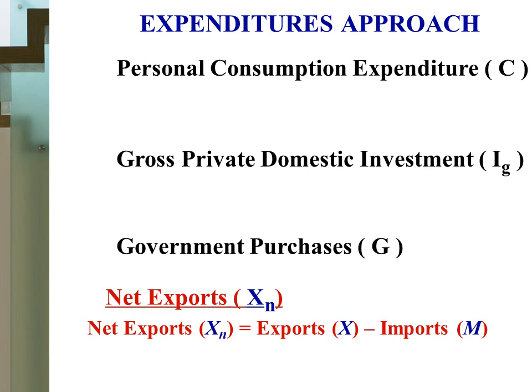Those are exports. So for instance, let's say that GM produces an automobile here in Detroit and sells it to someone in Britain. That's a U.S. export. Or if Caterpillar produces one of those great big earth movers, and we put it on a ship and send it down to some South American country like Brazil, that's a U.S.